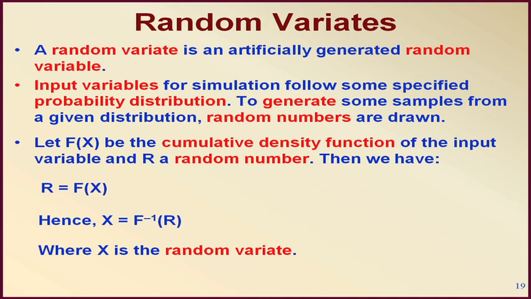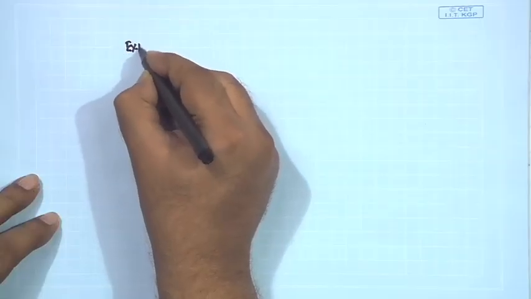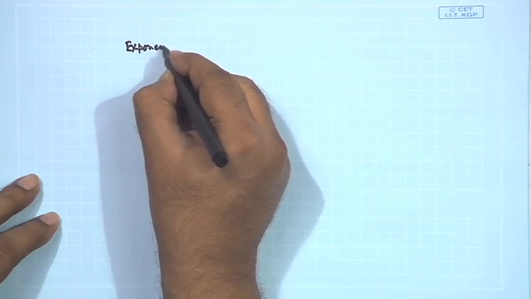So, a random variate is an artificially generated random variable. Input variables for simulation follow some specified probability distribution. To generate some samples from a given distribution, random numbers are drawn. So, let F(x) be the cumulative distribution function of the input variable and r is a random number. Exactly, let us look at it: suppose we want a random variate for exponential distribution.